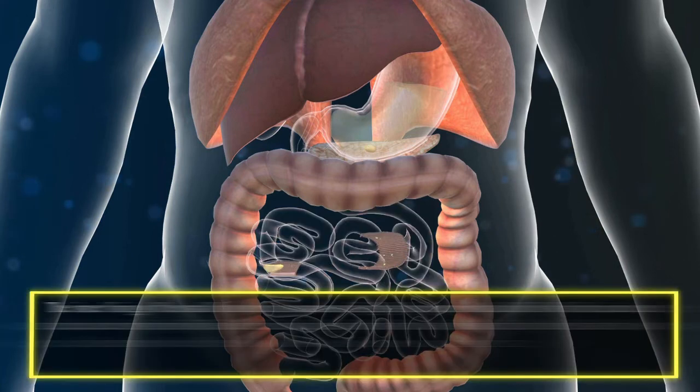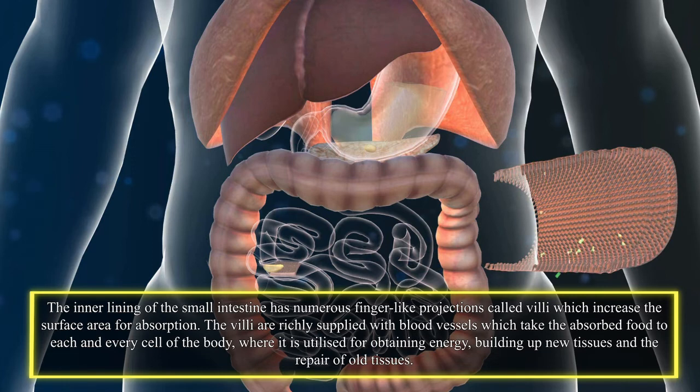Villi. The inner lining of the small intestine has numerous finger-like projections called villi, which increase the surface area for absorption. The villi are richly supplied with blood vessels, which take the absorbed food to each and every cell of the body, where it is utilized for obtaining energy, building up new tissues, and the repair of old tissues.